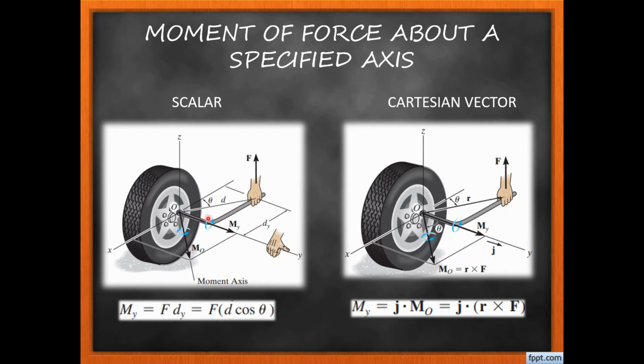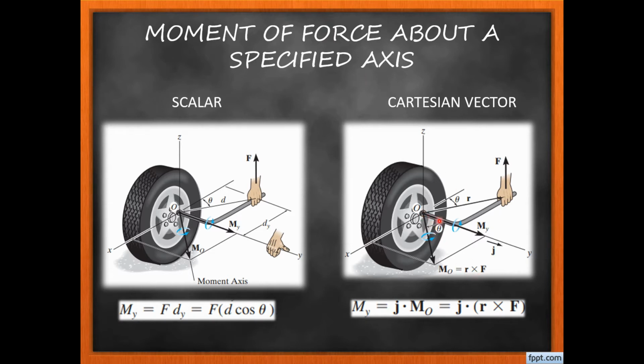So kung titingnan natin yan, kung babalikan natin yung mga topic natin, alam natin na to determine the moment of force, ginagamit natin yung cross product. So that's why meron tayo ritong r cross F. Yung r natin dito is the position vector from point O going to the given force. So meron tayong r cross F para ma-determine natin yung moment of force. But yung topic natin ngayon is to the specified axis. Dapat yung moment natin is about the specified axis.